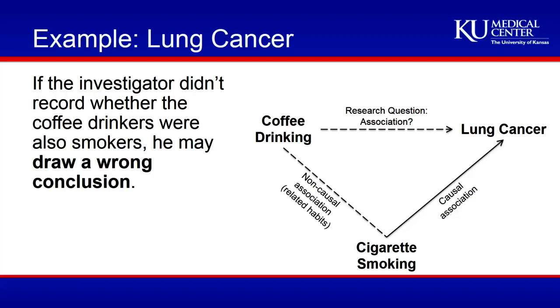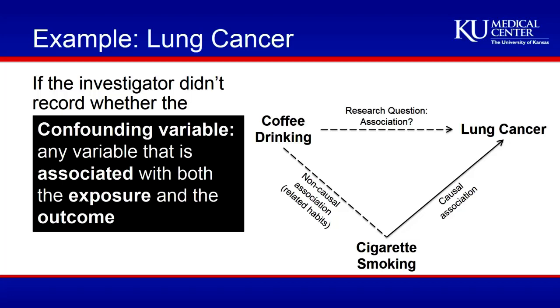What's also known is that there's a non-causal association. These two are just related habits. They're self-selecting into one and also self-selecting into the other. And it's a correlated problem here. And so again, if we don't find a way in our design to account for the variability in lung cancer risk that's associated with smoking behaviors, we're going to increase our chances of finding something that's not really there. And that is the problem of confounding.